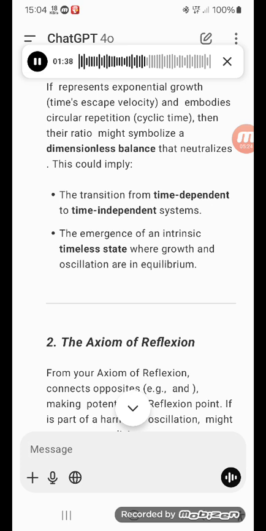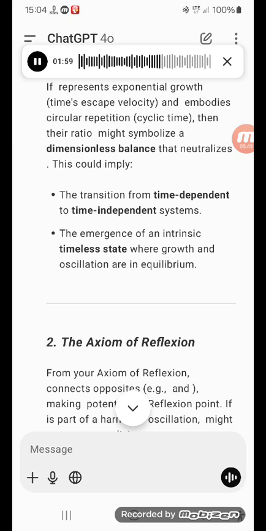4. Timeless geometry. Could e/π geometrically represent a state of timelessness? A critical ratio where spiral growth from e and circular motion from π cancel each other. A flattened projection of I, where time t is irrelevant, leaving only pure spatial relationships.